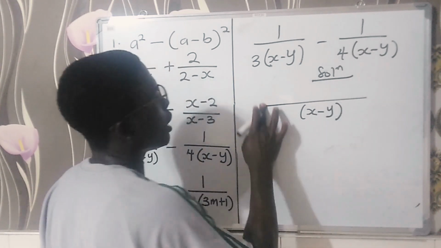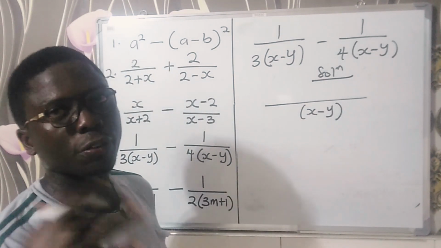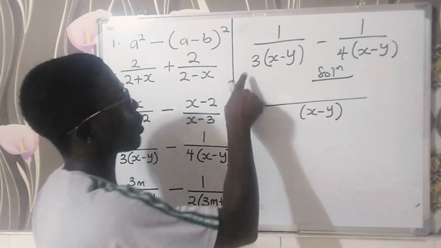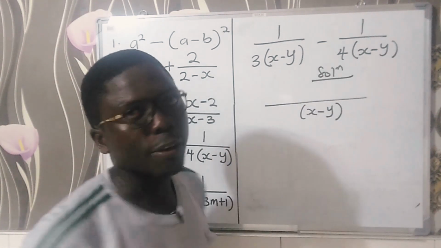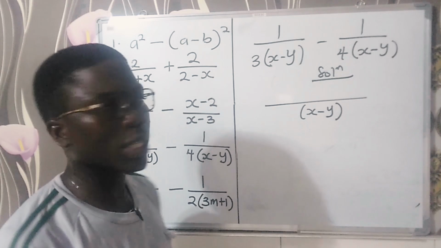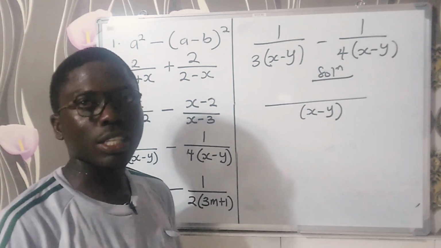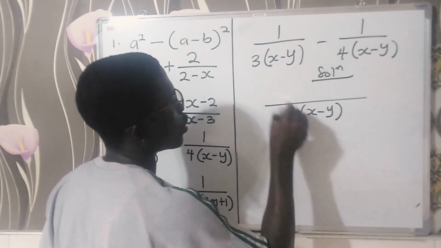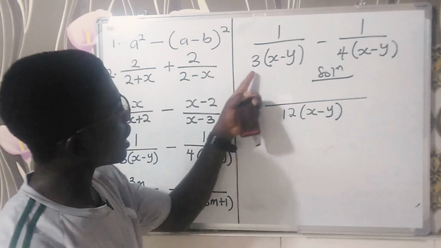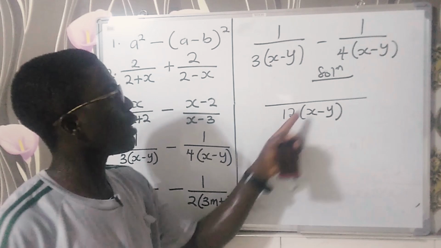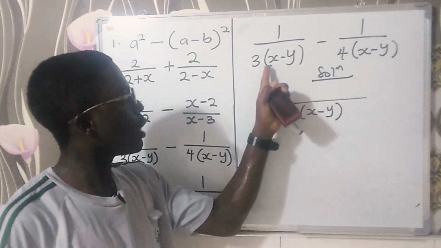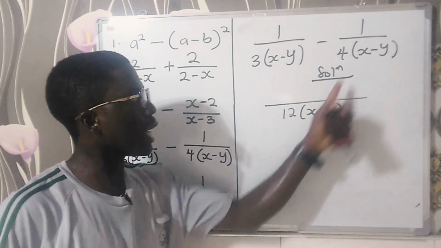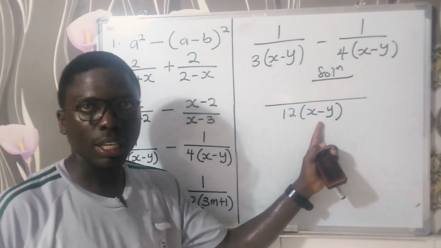Now the remaining figures or variables to be considered are what? The 3 and then the 4. So what will be the LCM for the 3 and the 4? It is 12, as you already know. So we write our 12 here, so that this 3 has its share in this 12, and this 4 has its share in this 12. This x minus y has its share here.